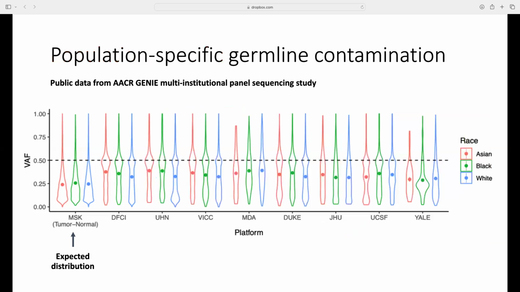And just to convey that this is not simply a function of something happening in the Dana-Farber sequencing data, when we looked across all of the other tumor-only sequencing cohorts, we see this same phenomenon. There's basically a bump of germline false positives, and that bump can differ depending on the sequencing platform, and it also tends to differ across the populations.